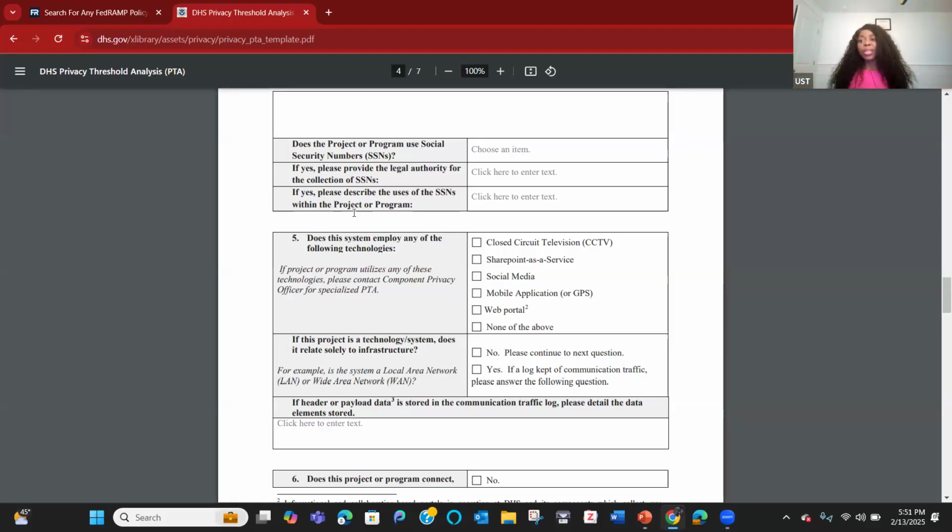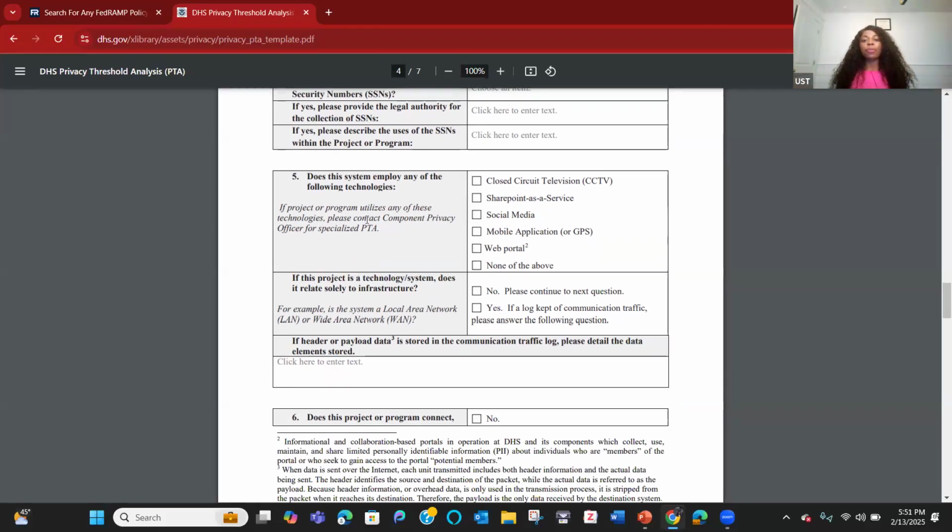And privacy controls are more administrative, it's more of reading an answer. You don't even need to perform any form of testing. It's just for you to read, rate the answer and the response, and be able to determine if the control passes or the control fails, right? Does this system employ any of the following technologies? You can put it if it does.